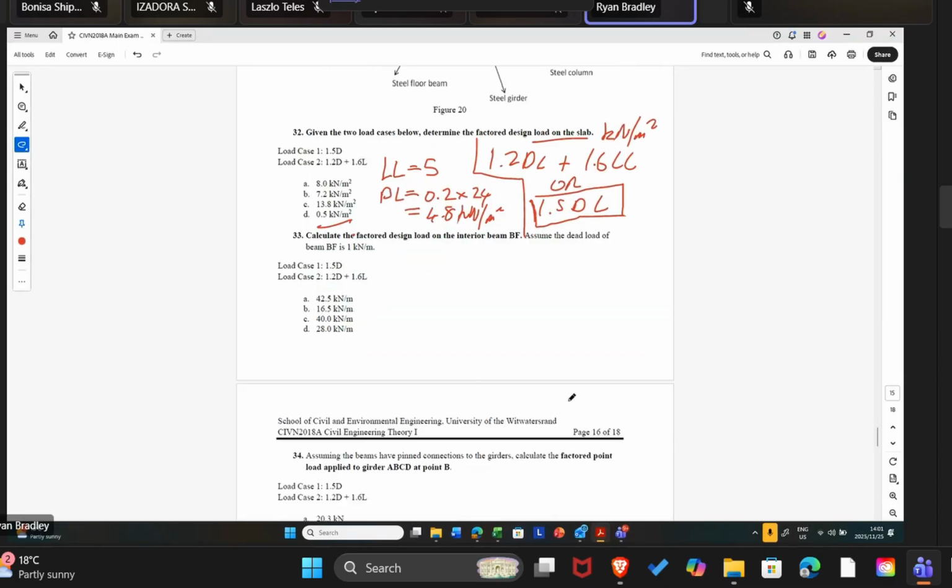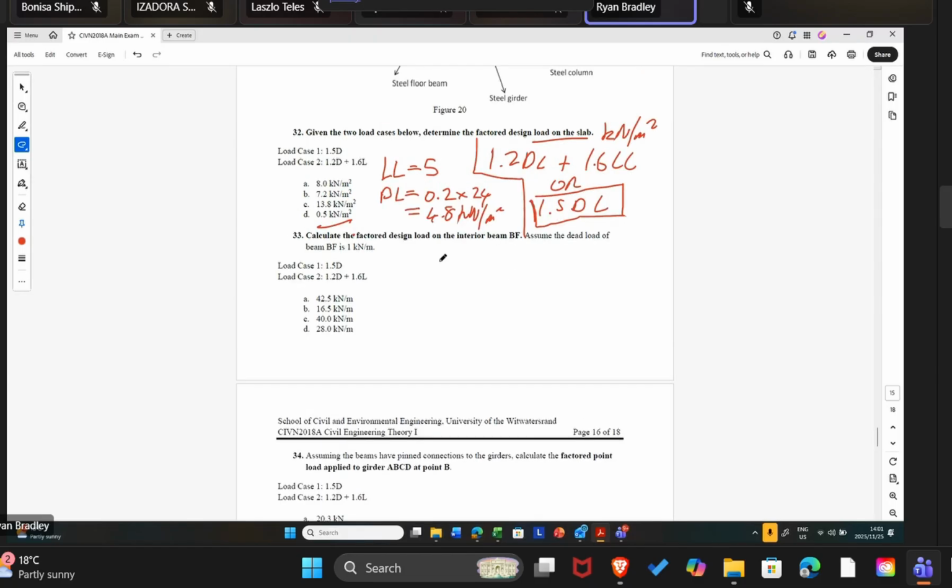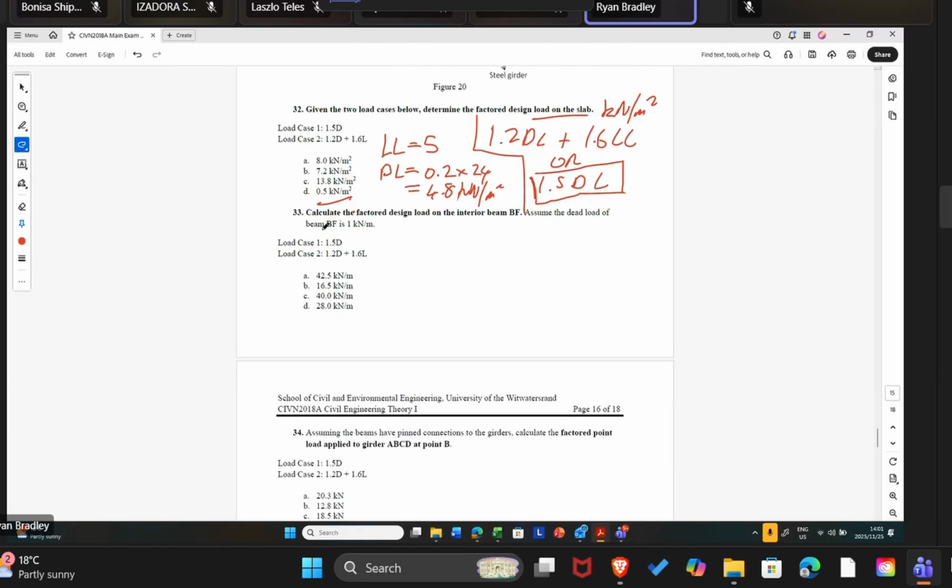The next question, I think there's 2 more questions here. Yeah, the last 2. We've gone 1 minute over time. We'll finish shortly. So calculate the load on the interior beam, and the last one is the load applied on girder A, B, C, D. Okay, I see a question from Lela.